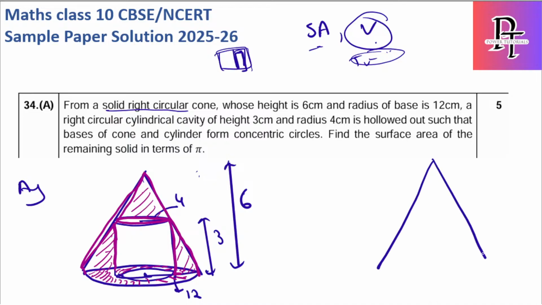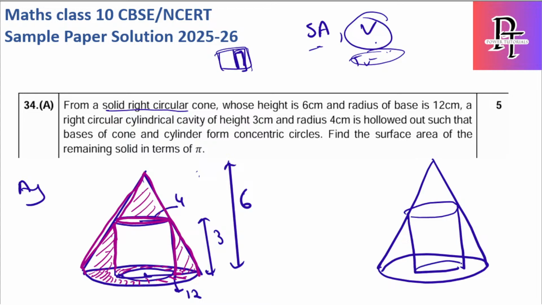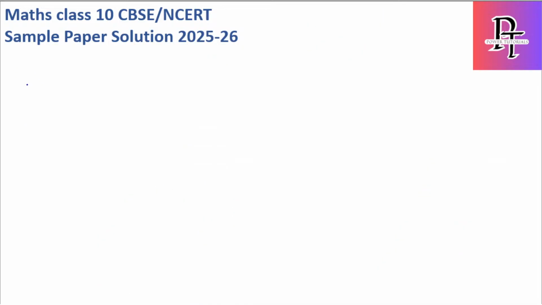So the main diagram is something like this. We have a cone and we have a cylinder, such that the bases are concentric circles. Now we need to do this step by step. So first let's find out the slant height of the cone, because for surface area we need to find the L value as well. As I told you, we have step marking in our CBSE board exam, so each step is important.